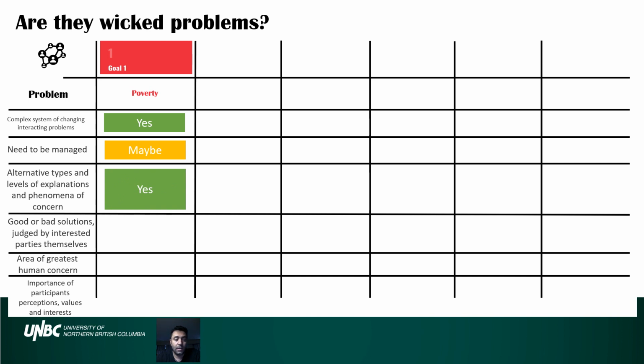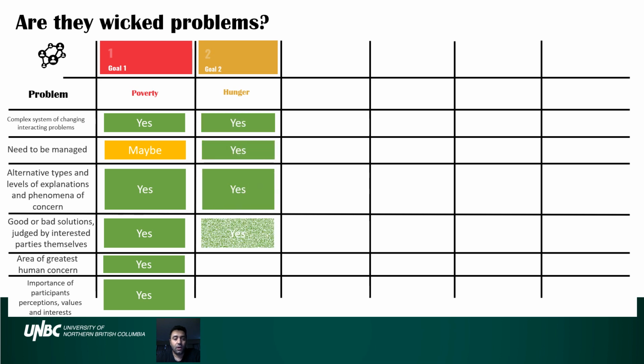Alternative types and levels of explanation and phenomena of concern, yes. Good or bad solution, judged by interested parties themselves, yes. Area of greatest human concern, absolutely yes. Importance of participants' perception, values, and interests, yes. Nobody says money is not good and poverty is not bad. The other is hunger, they're all yes.